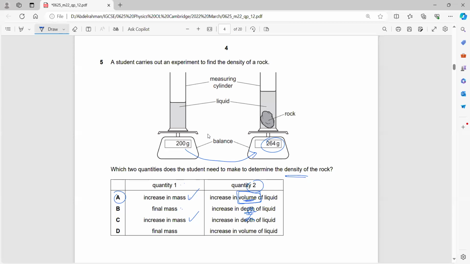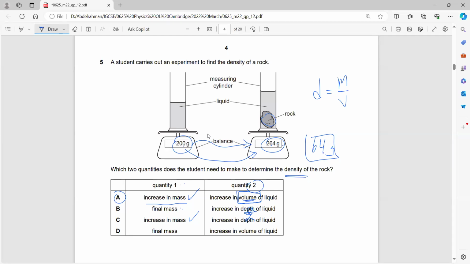Again, density equals mass over volume. Mass of what? Mass of the rock. Is the mass of the rock 264? No, it's not 264. What's the mass of the rock in this question? It would be 64. Why would it be 64? Because you subtracted 264 minus 200, which would be 64 grams. So this is the mass of the rock, which is the increase in the mass. It initially was 200 grams. It increased to 264. So it increased by 64 grams.